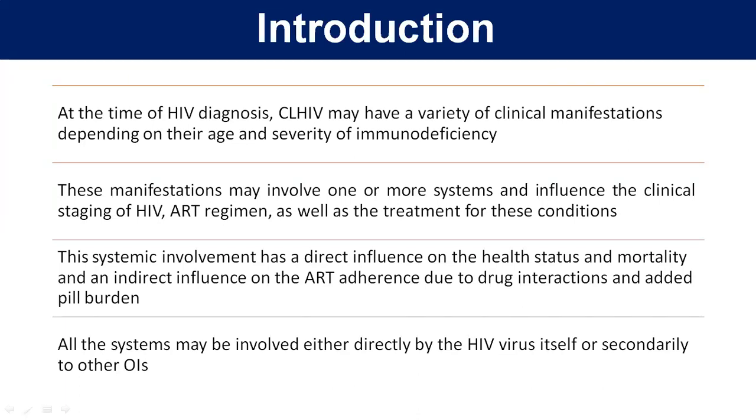This systemic involvement has a direct influence on the health status and mortality, and an indirect influence on the ART adherence due to various drug interactions and added pill burden. All the systems may be involved either directly by the HIV virus or secondarily to other OIs. Like a child may present with encephalopathy, which could be due to the HIV virus, or it could be due to cryptococcal meningitis or any other infective organism. So we have to keep these points in mind.